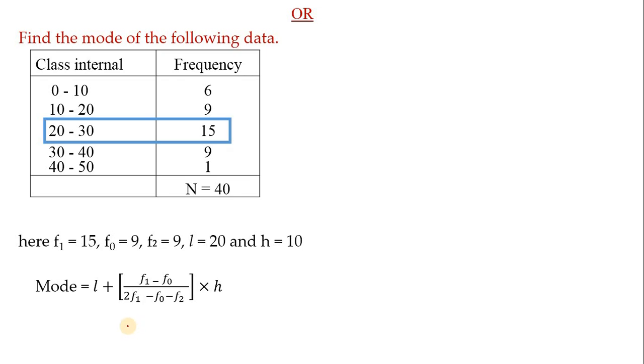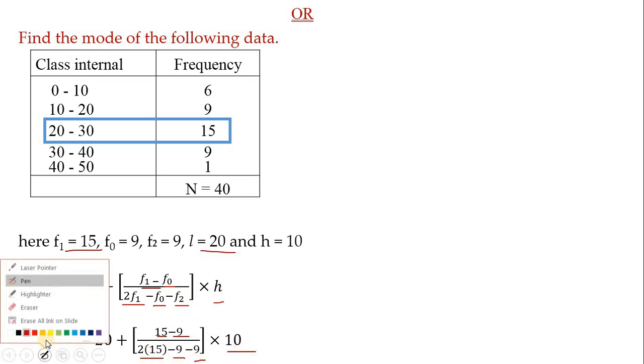Now, let us substitute the values, children. L value is 20 and F1 value is 15, hence 15. F0 value is 9, and 2F1 means 2 into 15. F0 is 9, F2 is 9. The H value is 10. Now, we have substituted all the values.